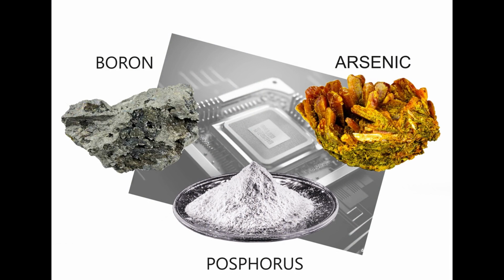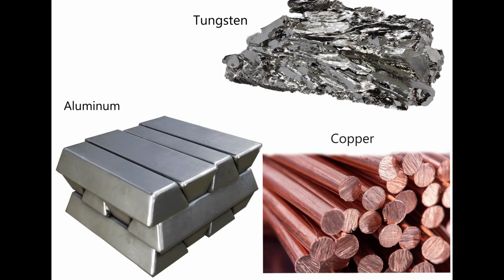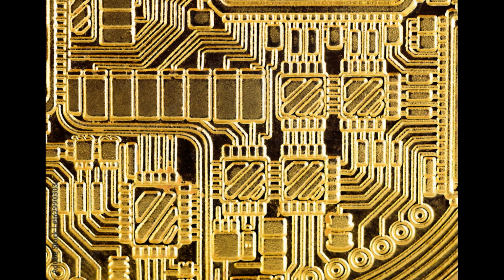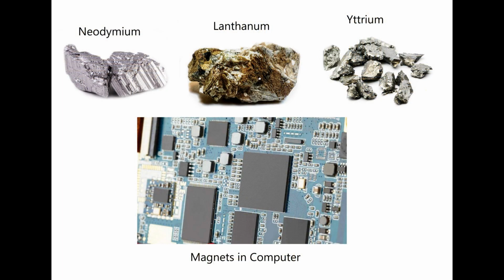Additives. To change the properties of silicon, additives such as boron, phosphorus, or arsenic are added to create different regions with certain electrical properties. Metals. Various metals, such as aluminum, copper, and tungsten, are used for cabling and interconnects within the processor. Copper and aluminum are often used for wiring. Gold can be used to connect the terminal parts of the circuit board.